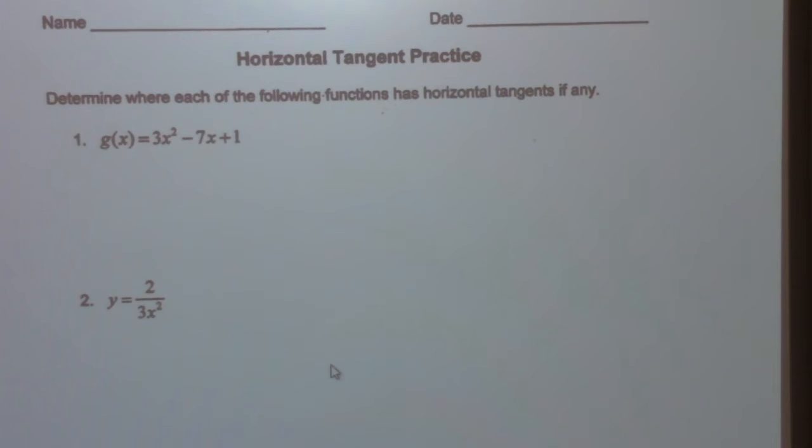Carson, what do I have to solve for? The cube root of negative 4/3? Yeah. Okay. On number 2.